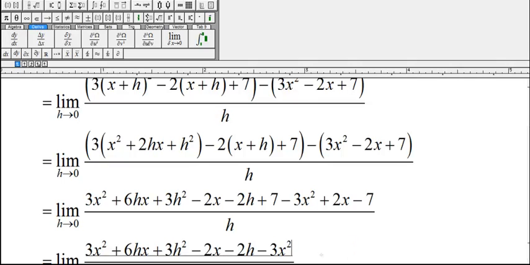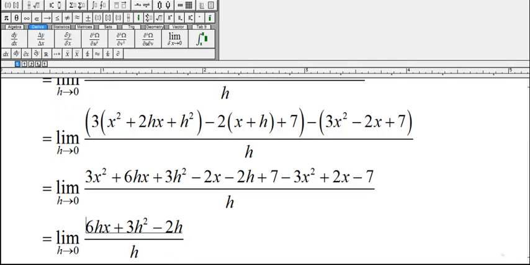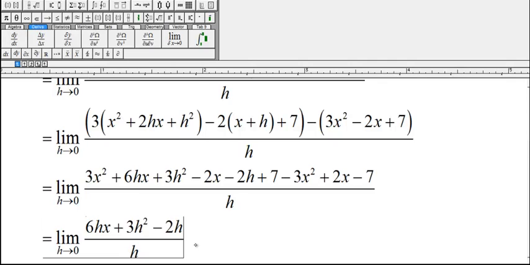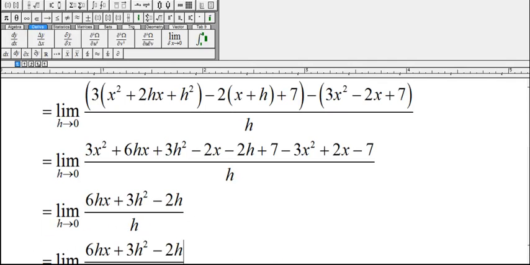The 2x and the minus 2x cancel each other out. The minus 3x squared and the plus 3x squared cancel each other out. Okay, things are starting to look a lot better now. Now, if you've done this right, what should happen at some point along the way here is what you have left in the numerator, all of it has a factor of h. So we should be able to factor the h out of this.